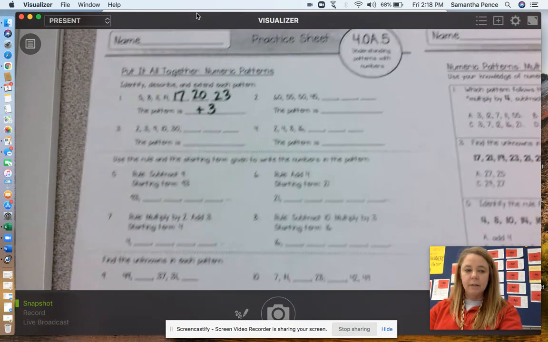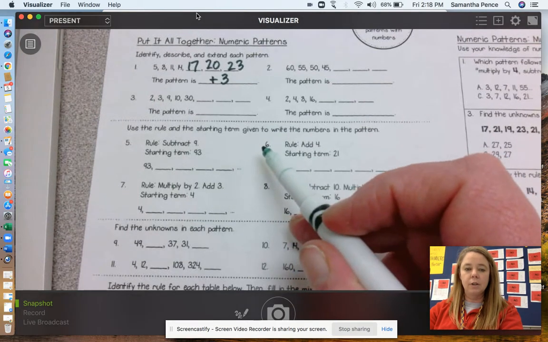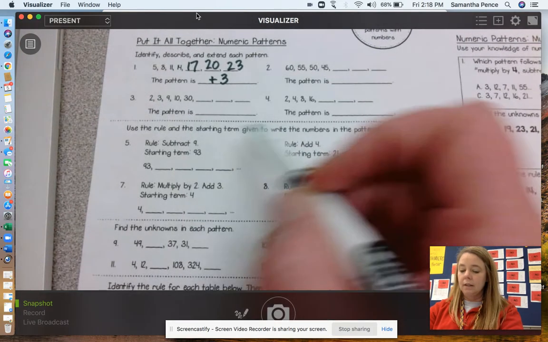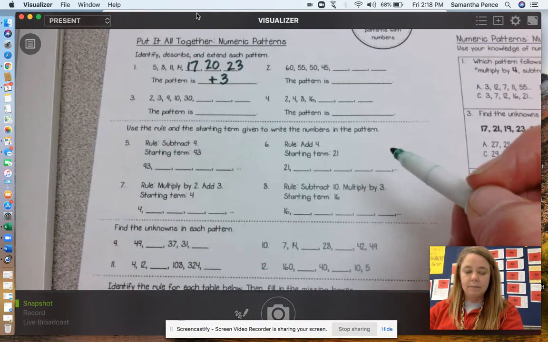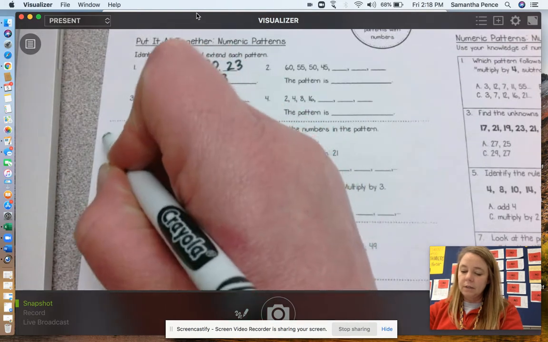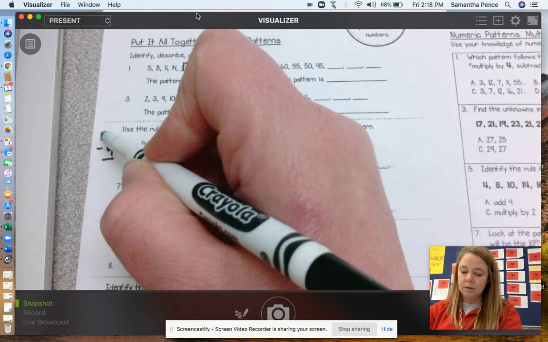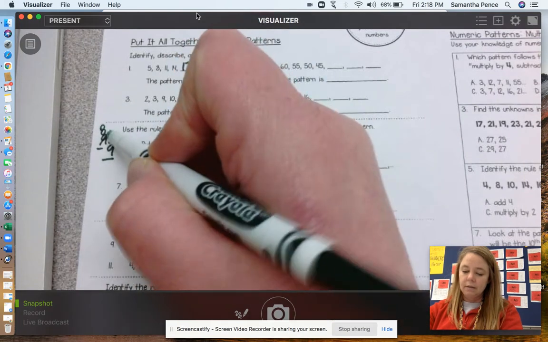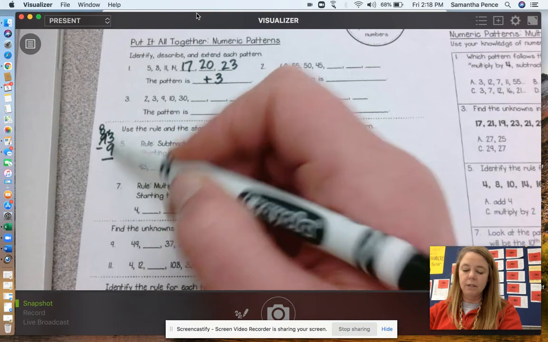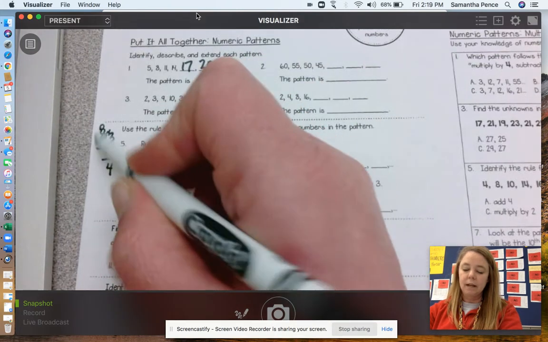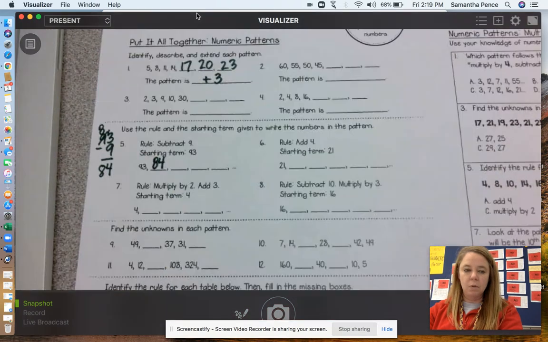Okay? Look at number 5. It says, use the rule and the starting term to write the numbers in the pattern. So the rule is going to be we're going to subtract 9, and we're starting with 93. Okay? So I'm going to go ahead and do a little math here. I've got 93 minus 9. I'm going to need to do some regrouping. Move some 1s over from the 10s. So I have 13 minus 9, and that's 4. 8 minus nothing is 8. So my next number in the pattern is going to be 84.